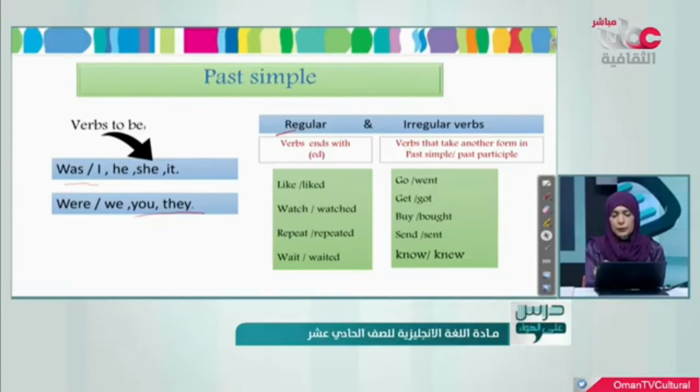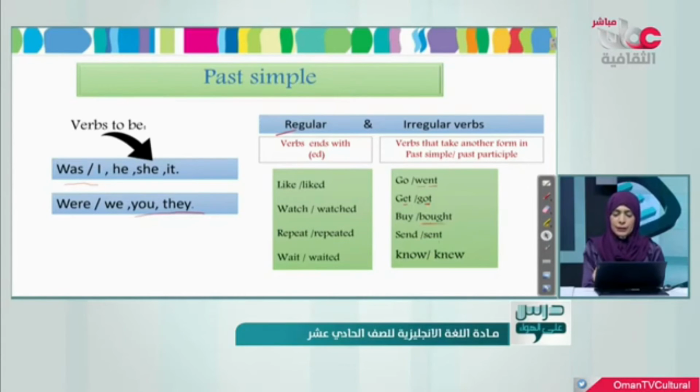Irregular verbs take some other forms whenever we change them to past simple or past participle, like go, went, get, got. Even if we have some small changes in the vowels only, it could be one letter or more. It could be a big change in the whole word. Go and went, as you can see, the word has changed completely. Get and got, the only change is the vowel letter. Buy and bought, the whole word has changed.